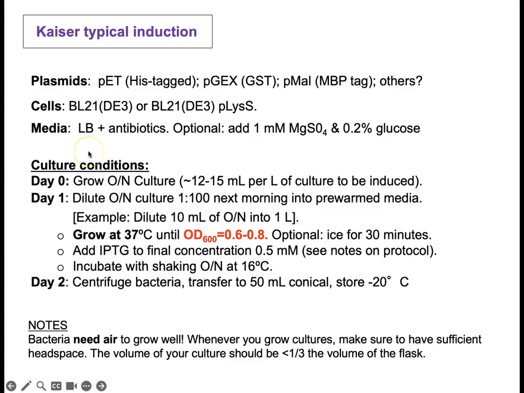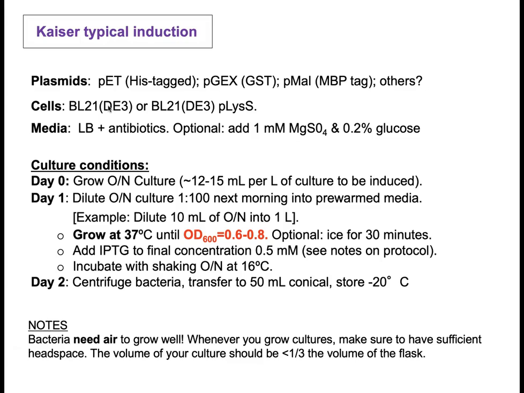So the first step you would do, which actually isn't shown on here, is we would do a transformation of our plasmid into the bacterial cells of interest, and we would plate them out on antibiotic plates. And that would be sort of day -1 if we're keeping track of how this works. And again, a typical transformation, you have to let your plates grow overnight. So you've got to sort of plan in that extra day.